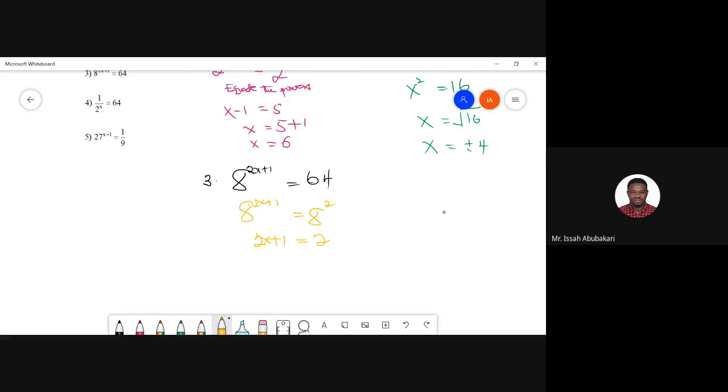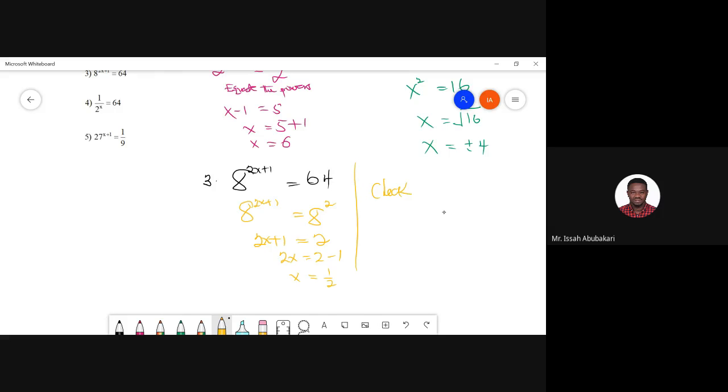And then we find x by what? Grouping like terms. So we have 2x is equal to 2 minus 1, and x is equal to 1 divided by 2. So when x is equal to 1 divided by 2, we get the left-hand side to be equal to what? The right-hand side. We can check this one.